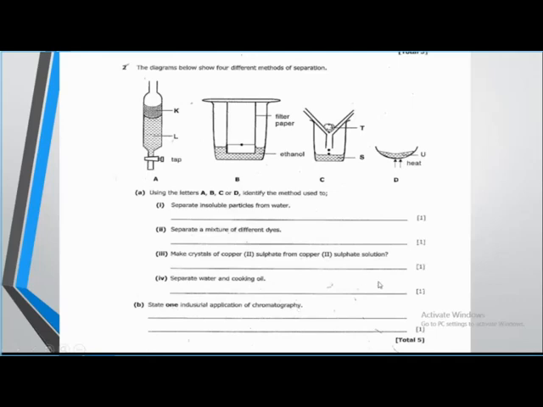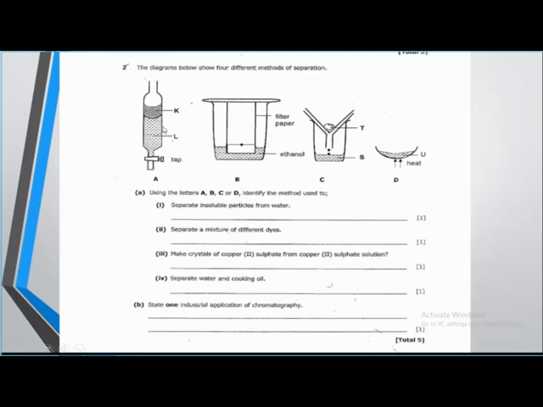So there are some things which you are supposed to consider when answering this question. First of all, you have to think, what is this topic? So here, this is the diagram, the methods of separation, which is separation techniques. So you have to think about that topic when answering this question. First of all, let's look at this diagram. This one is representing what we call a separating funnel.